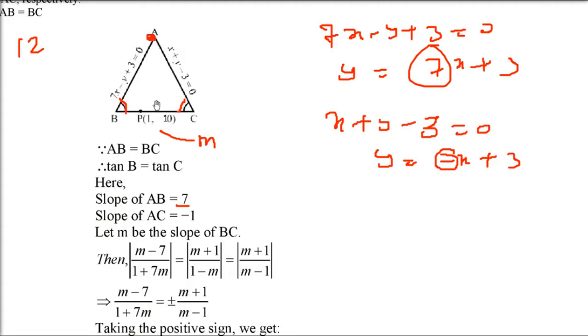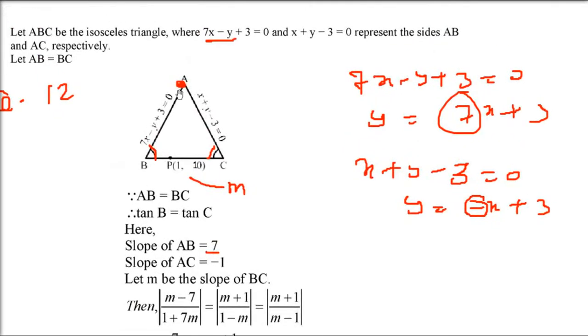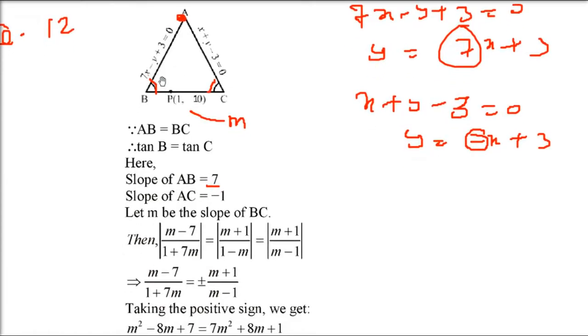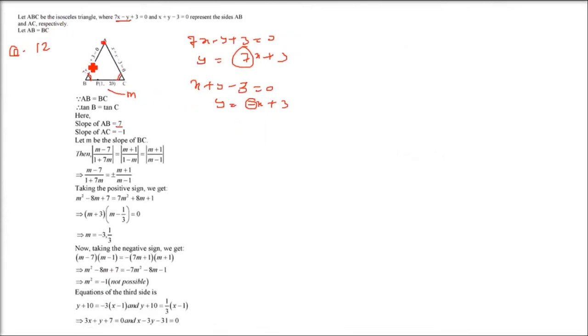So when we take the tan of the angle, if we assume that the slope of BC is m, and the slope of AB is 7, we can find out the angle between them. Also, the slope of BC and the slope of AC are known, so we can find out the angle between them, and we know angle B and angle C are equal. So the angle between AB and BC equals the angle between AC and BC. Use the slopes of AB and BC to find the angle, take the slopes of BC and AC, find the tan of that angle, and equate it.